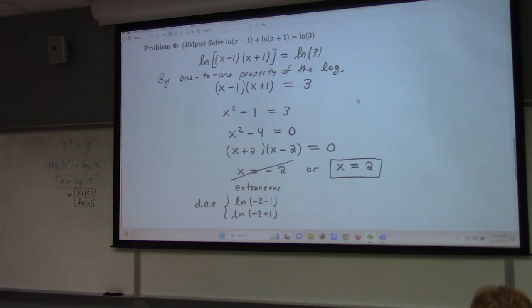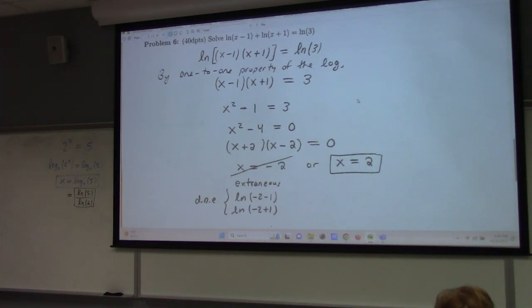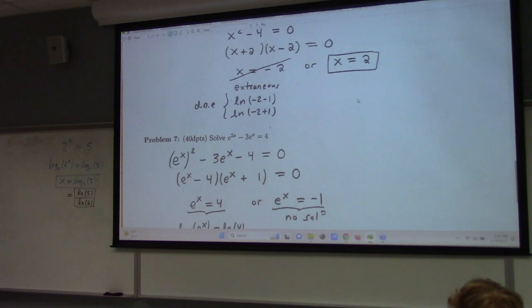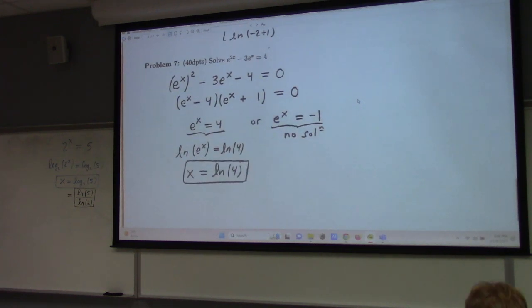All right. Does this make sense? Do you understand why this is extraneous? It's because we cannot plug a negative number into a natural log, all right? Moving on here. These ones are always a little bit tricky.